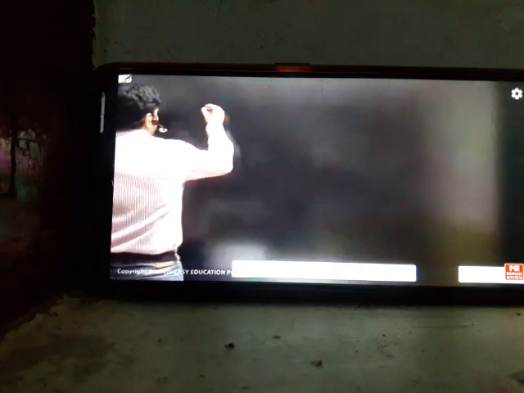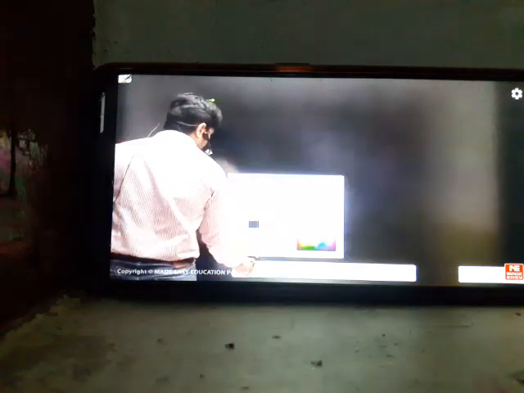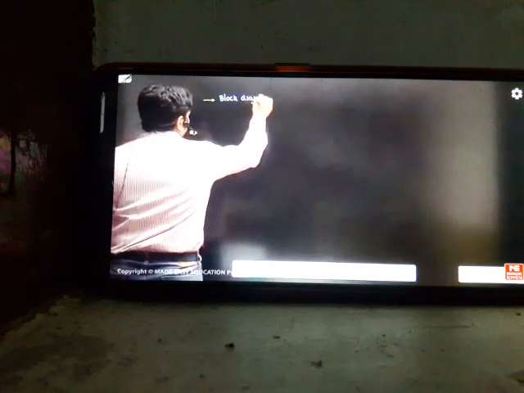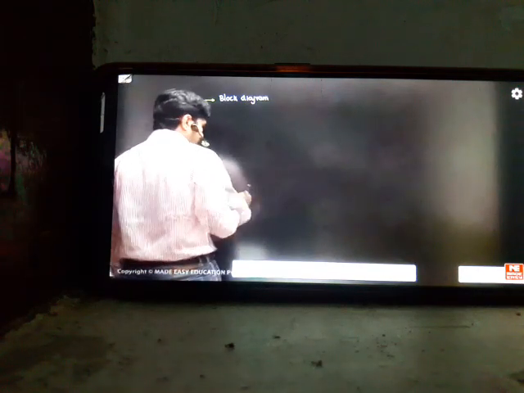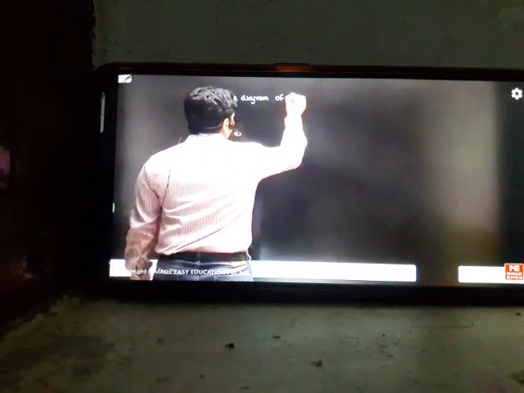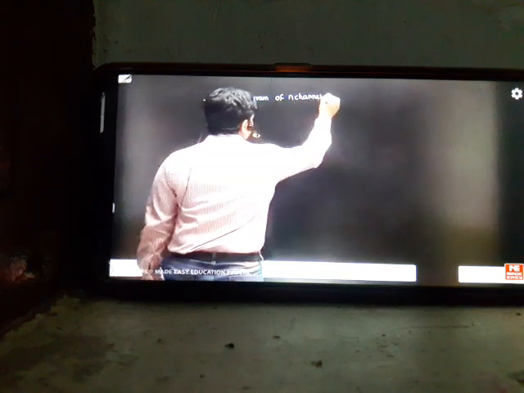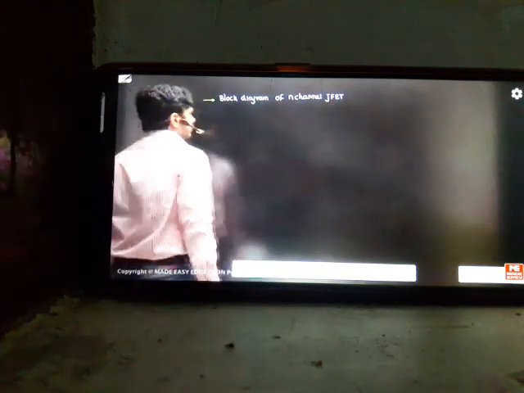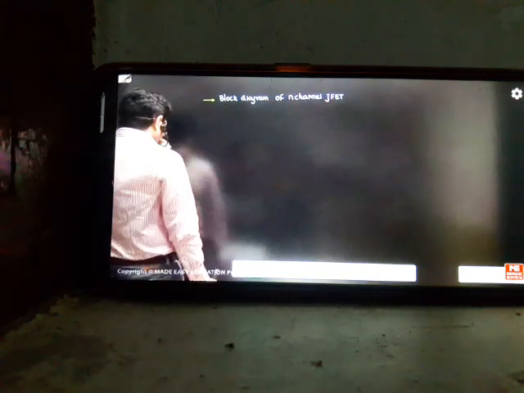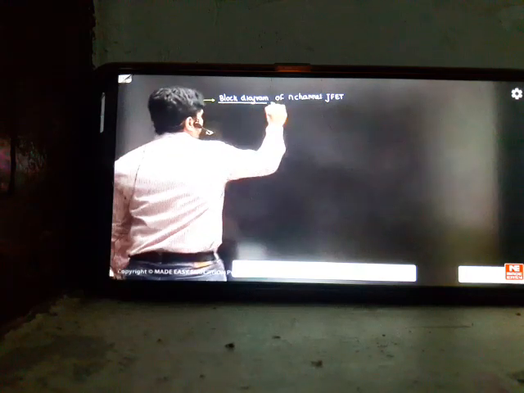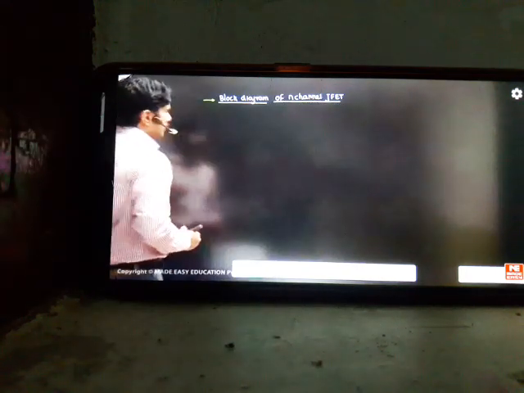Keep the heading here. Next concept: block diagram of N channel JFET. Let us see the idea of the block diagram. This is the main important visualization we want. Block diagram of N channel JFET.